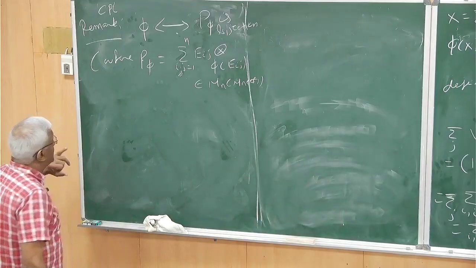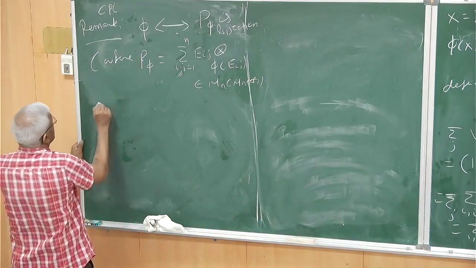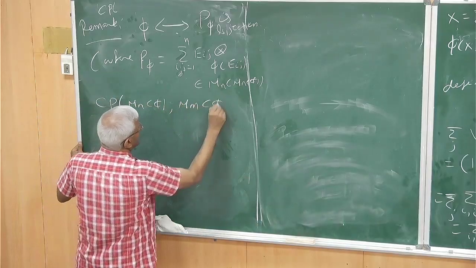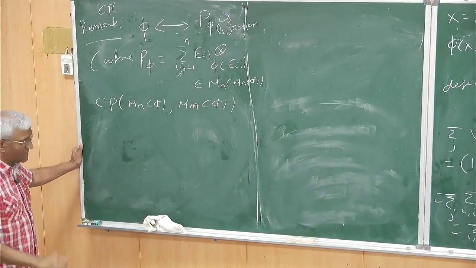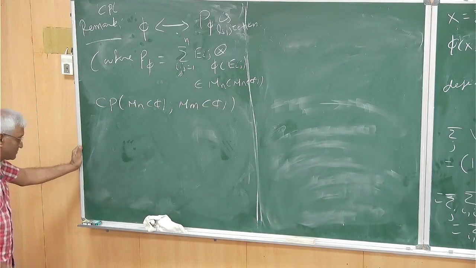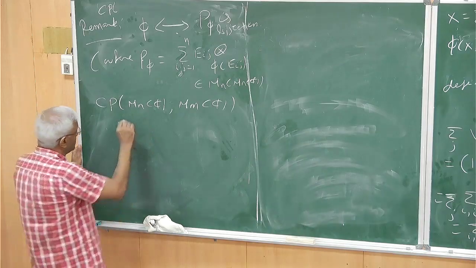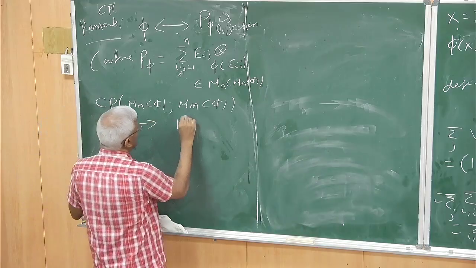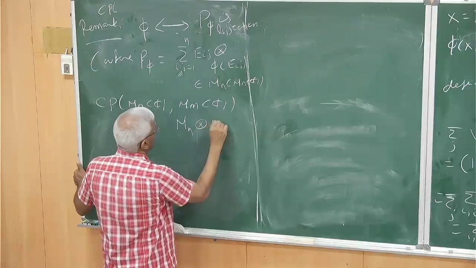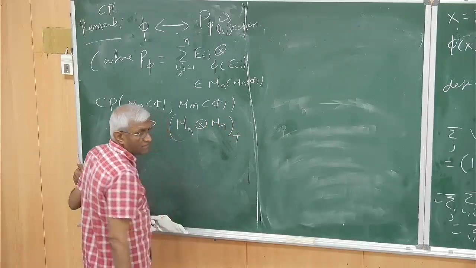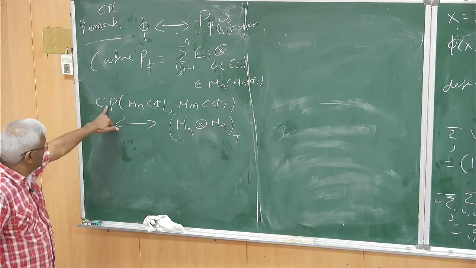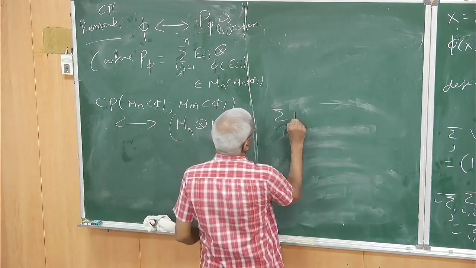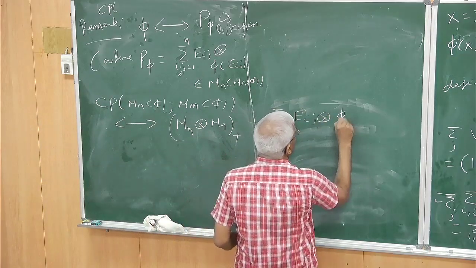So if we have a CP map, a map from Mn(C) to Mm(C), the set of all CP maps is of course not a vector space. You cannot multiply by a complex number and get a CP map, but you can multiply by positive numbers. The CP map goes to a matrix in Mn tensor Mm, a positive matrix. So if you have a CP map, you get a well-defined positive matrix, just taking the summation of Eij tensor phi of Eij.